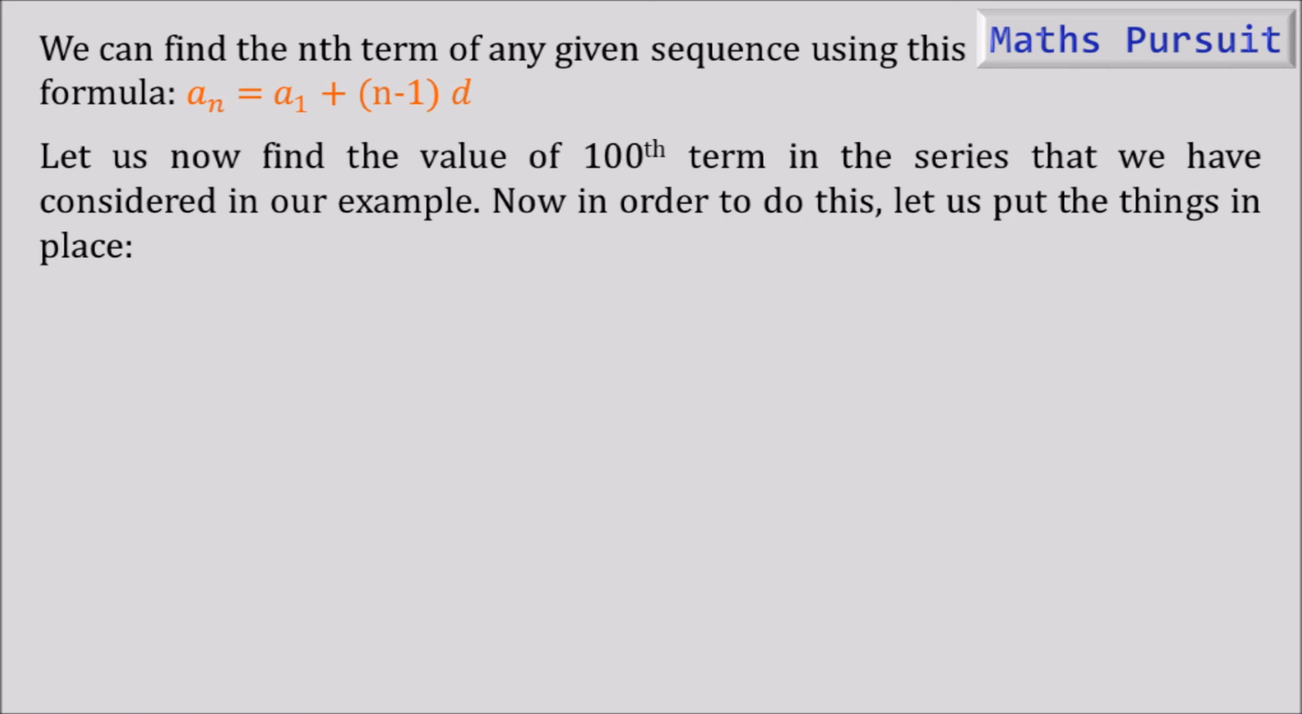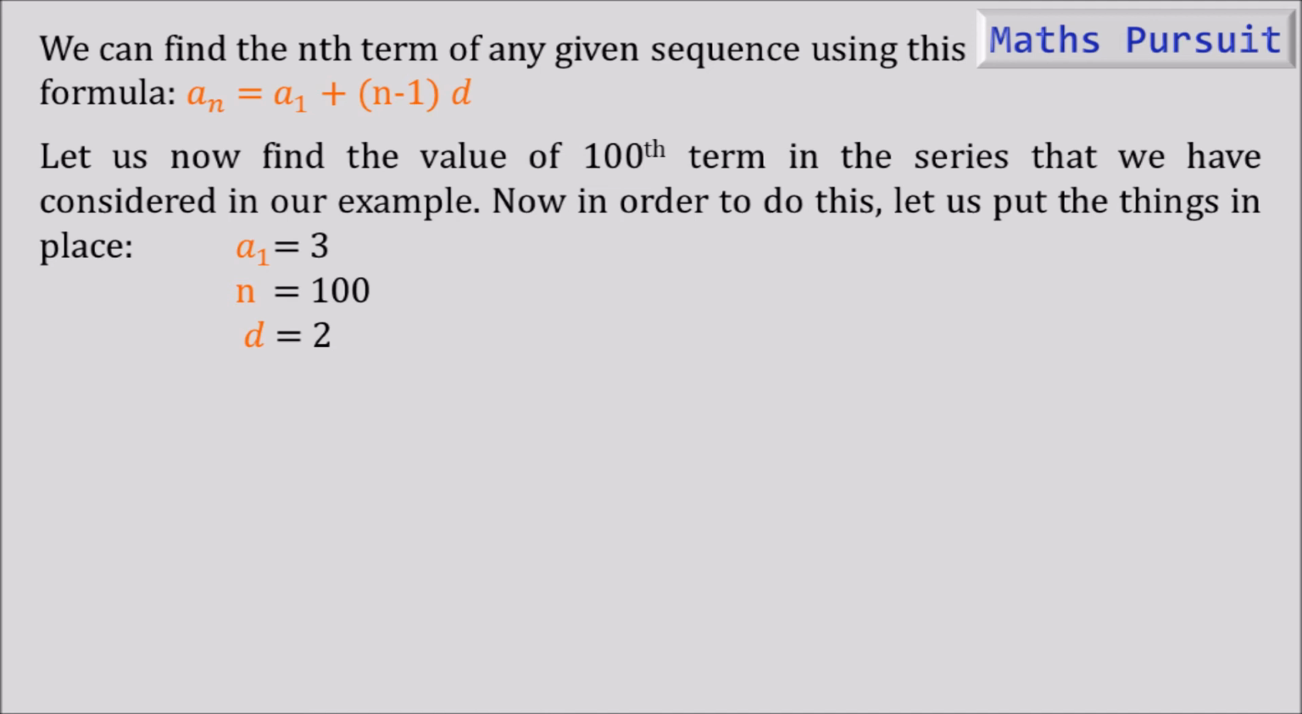We are trying to find out the 100th term because we don't know what value will be there in the 100th term. In order to calculate it, let us first find out what are the things that we know, so that we can apply the formula. So we know A1 is equal to 3 because this is the first term of the series. N is equal to 100 because we want to know the value of the 100th term. And D is equal to 2. Here we know that the common difference is 2. So these are the three things that we know.